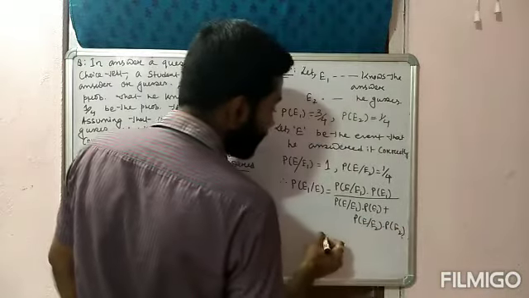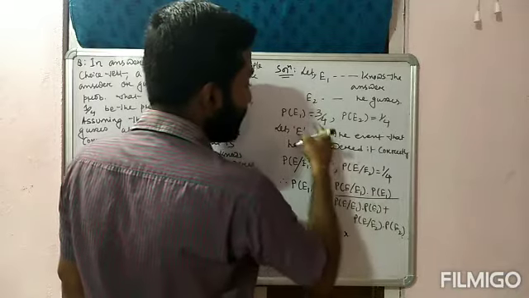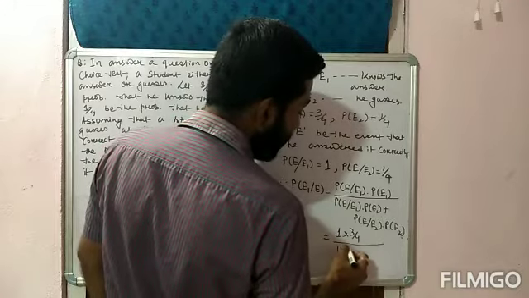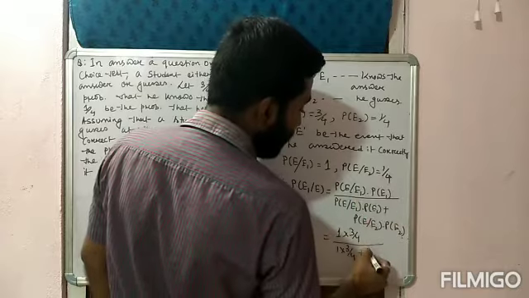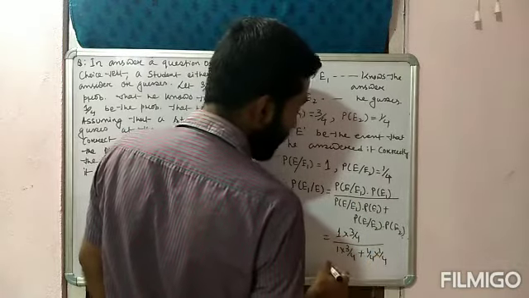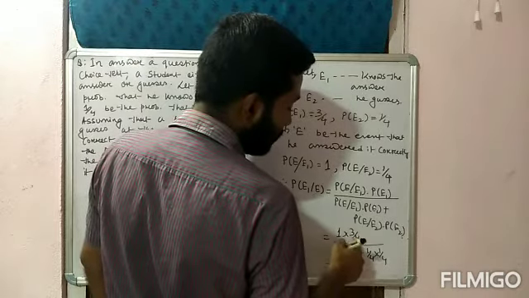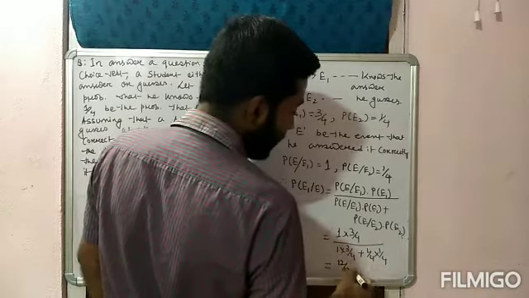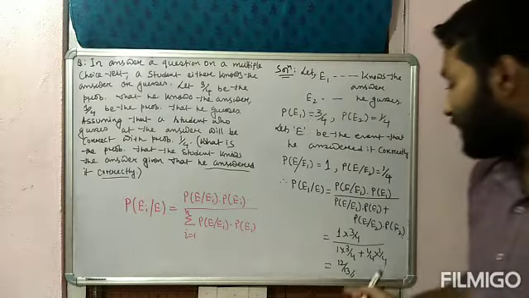Now just put the values. E slash E1 is 1 into P of E1 is 3/4, which is given in the question only, divided by 1 into 3/4 plus E slash E2 is 1/4 into probability of E2 is also 1/4. Just you have to simplify this value. So the answer is I think 12/13, which is always less than 1 only. I think the answer is 12/13. So this is the final answer.